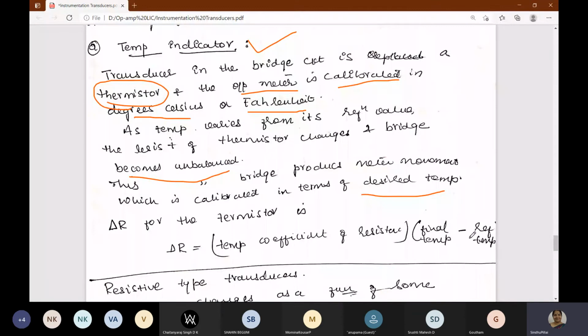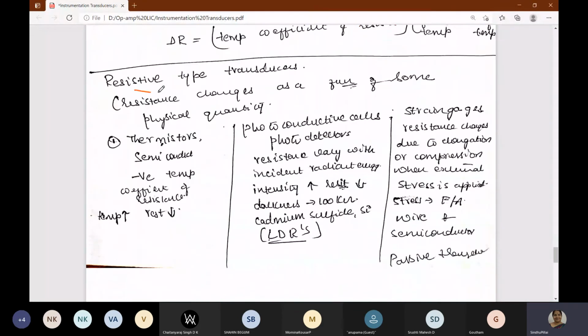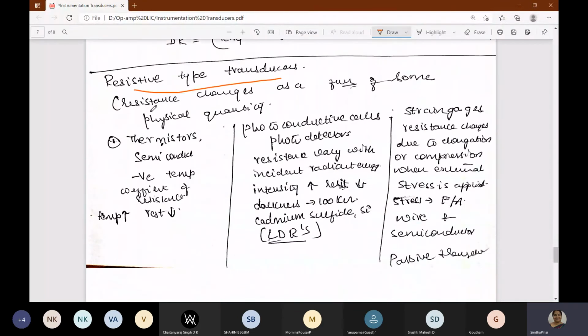We'll see some of the resistive type transducers. Resistive type transducers means there will be a change in resistance as a function of some physical quantity. It should be clear: there will be a change in resistance as a function of some physical quantity. So the first resistive transducer is the thermistor. We had seen it before also, and it is a semiconductor type.